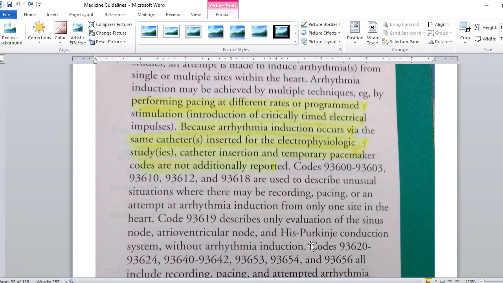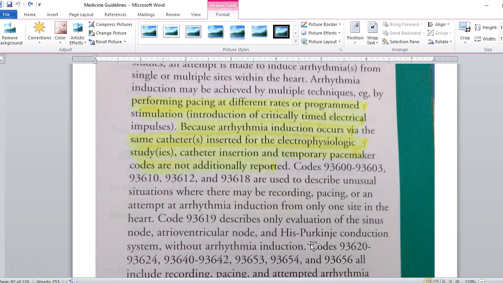So again, arrhythmia induction, we're going to try to figure out what the problem is. They tell us that codes 93600 to 93603, 93610, 12, and 18 are used to describe unusual situations where there may be recording, pacing, or an attempt at arrhythmia induction from only one site in the heart.